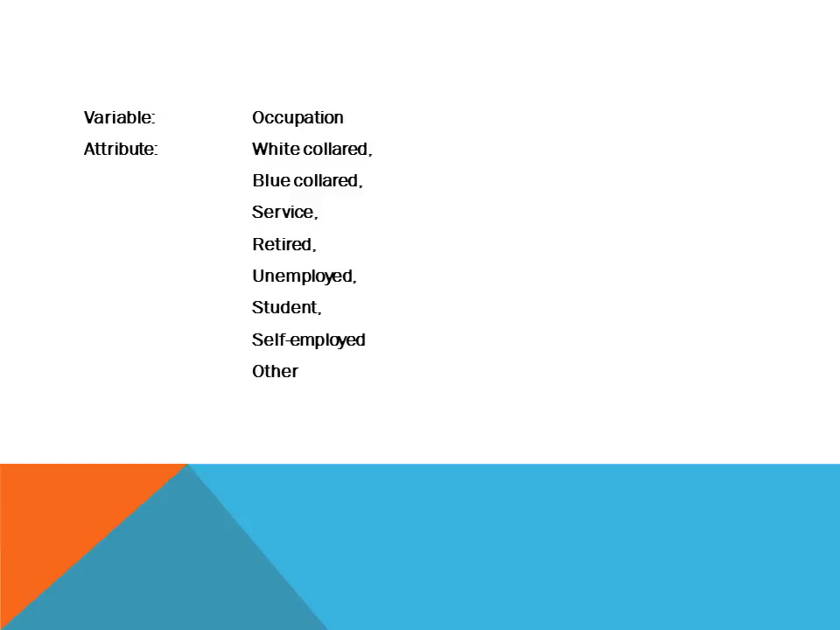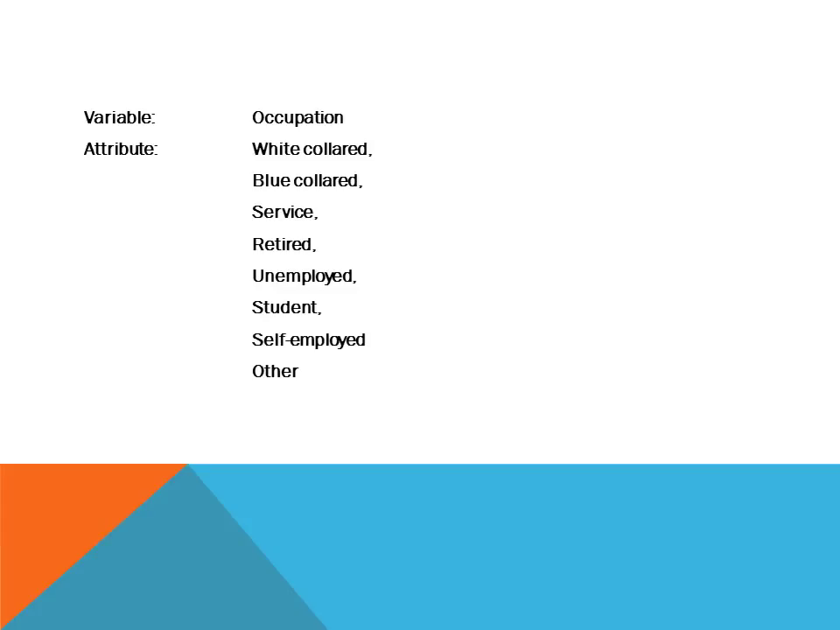Here's an example of a variable occupation. Notice the attributes: white-collared, blue-collared, service, retired, unemployed, self-employed, and other. The reason we put other there is so that this becomes exhaustive. In other words, if you don't fit into any of the above, you can always choose other. Also notice that if you are in any one category, in theory, you cannot be in another, right? So if you're a student, you cannot be self-employed.